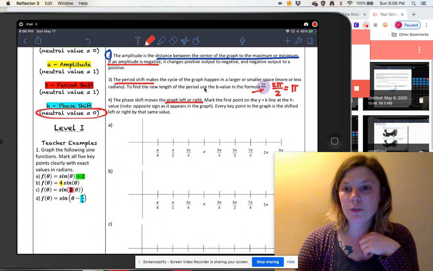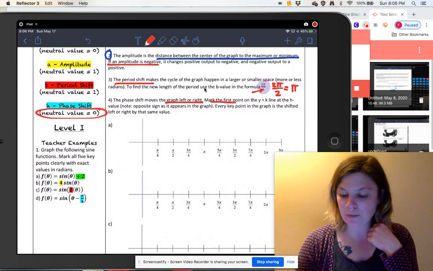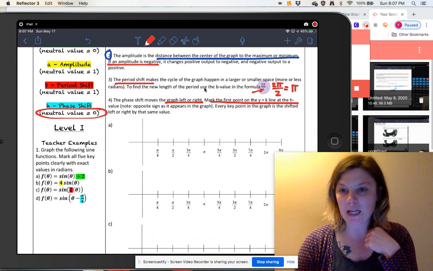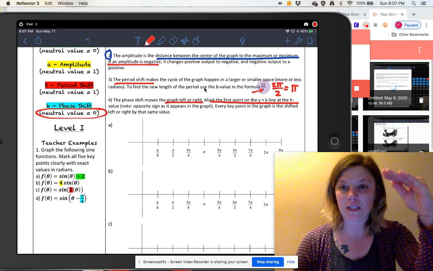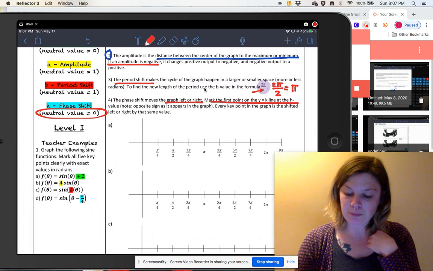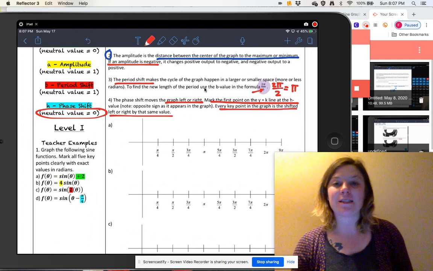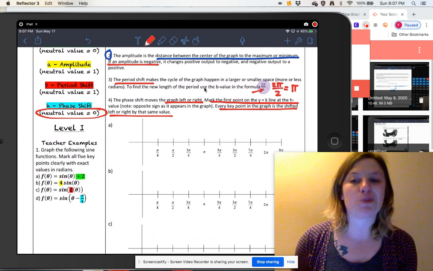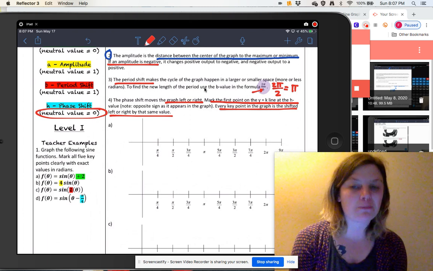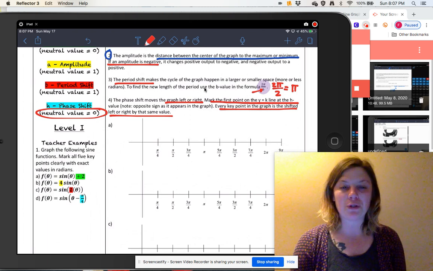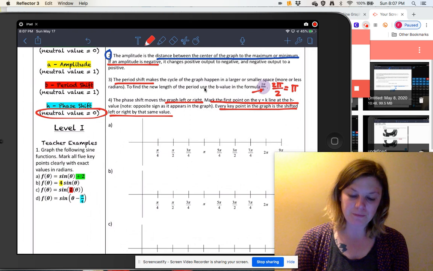And what you want to do when you're graphing is mark the first point on the y equals k line. So that's the first thing that we looked at, the k value. Every key point in the graph is shifted left or right by that same value. So that one I think is the trickiest one to deal with, in my opinion. So we'll go through some examples together.